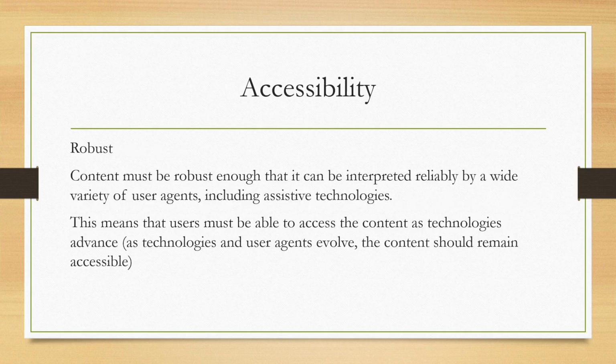And finally, it must be robust. It means that the content should be accessible regardless of the means through which it is being accessed. So it doesn't matter if the user is using a desktop computer, a mobile phone, or some other form of display. They can still access that information and they can use whatever means of technology is available with those particular devices to interact with it.